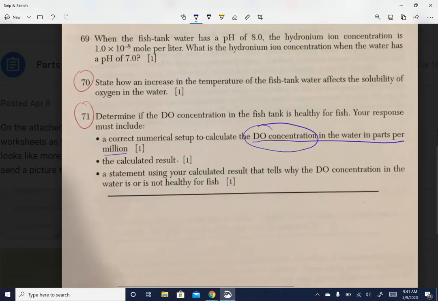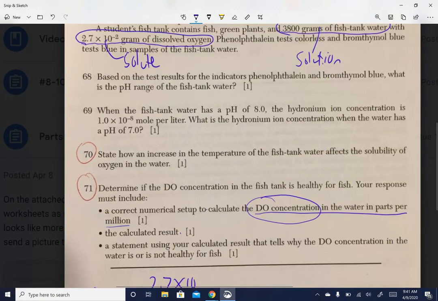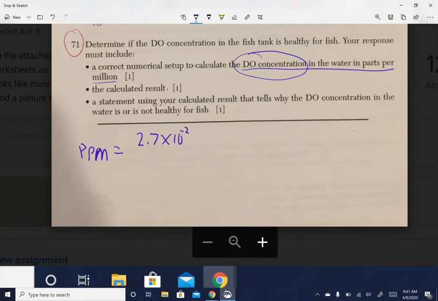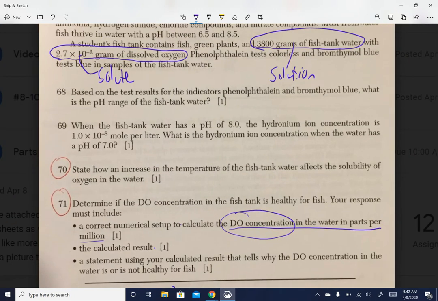So here we go. Parts per million equals 2.7 times 10, what was it, negative 2, I believe, negative 2. Or what you could write there is 0.027. Either one. You guys probably like that better. Divided by, so either number, all right, that's not multiplication. I'm going to erase that. 2.7 times 10 to the negative 2 divided by, was 3,800, right? Yeah, 3,800.